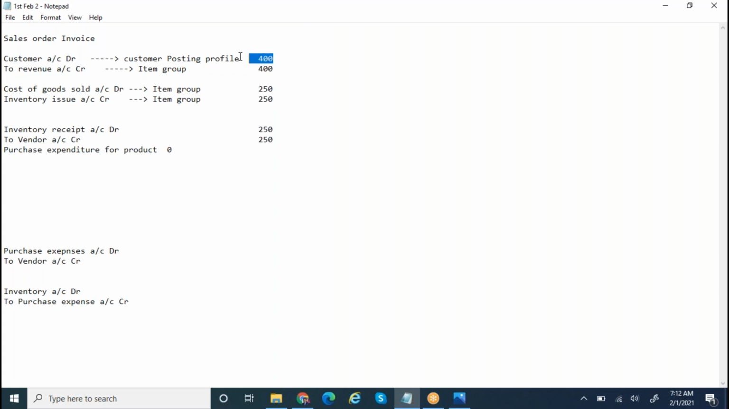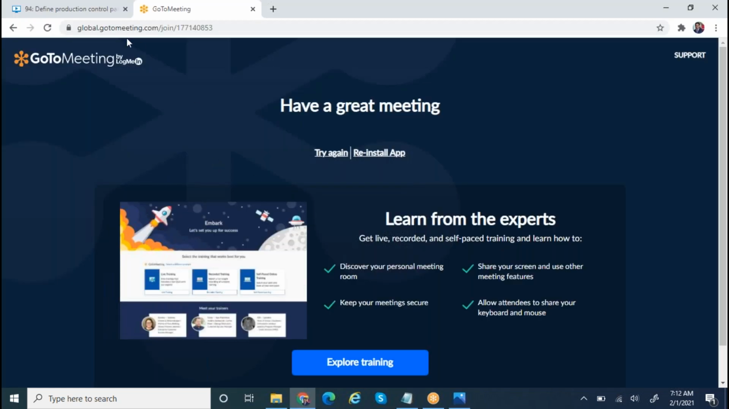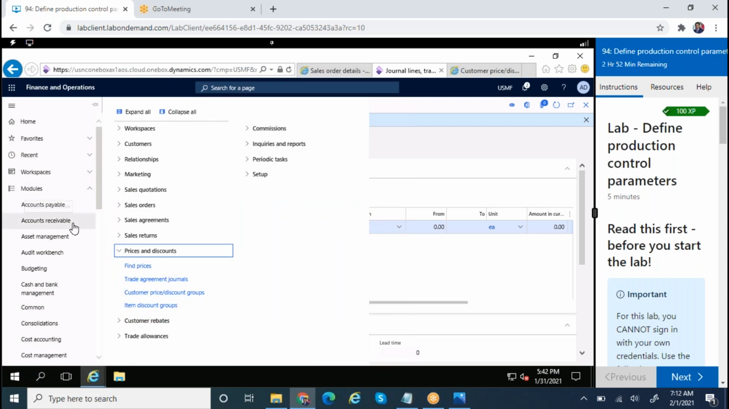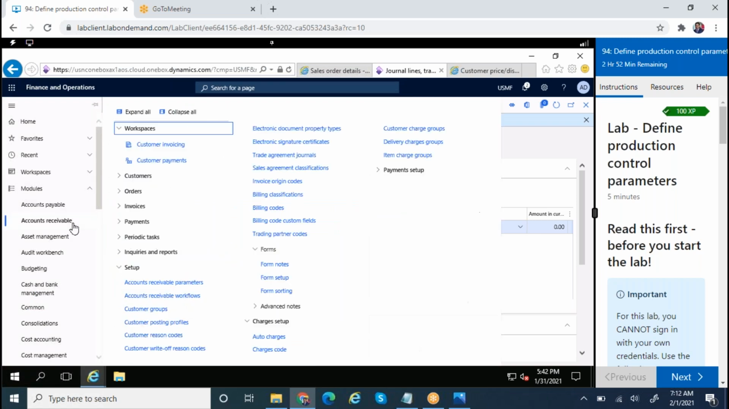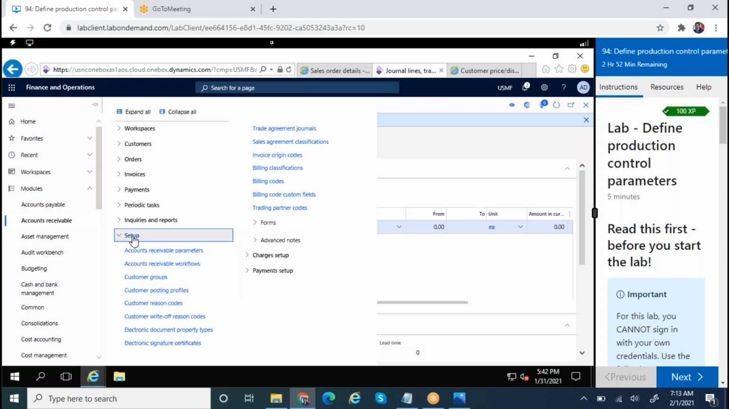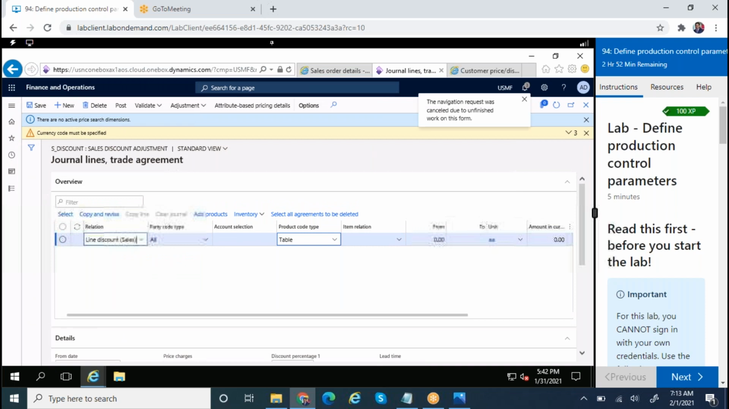So customer posting profile, we learned where it is available. It is in the accounts receivable module, setup, customer posting profiles. Give me 1 second.